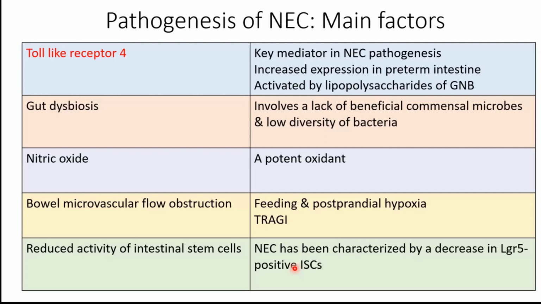The second main factor in the pathogenesis of NEC is gut dysbiosis. This involves a lack of beneficial commensal microbes and low diversity of bacteria. Third is nitric oxide, which leads to formation of peroxynitrite, a potent oxidant, and this leads to intestinal tissue injury. Another factor is bowel microvascular flow obstruction. This is mainly associated with feeding and postprandial hypoxia and transfusion-related acute gut injury.